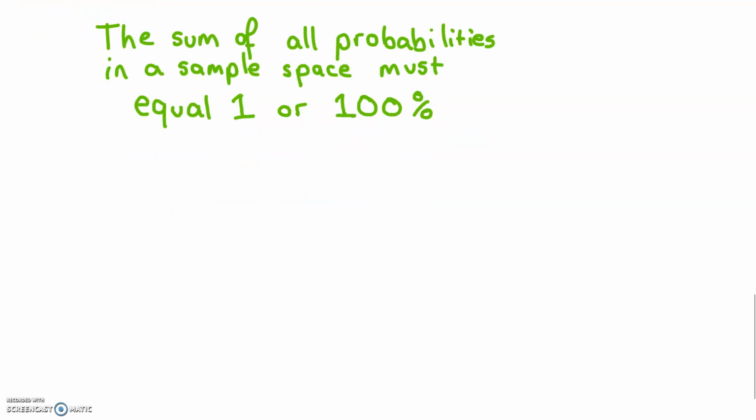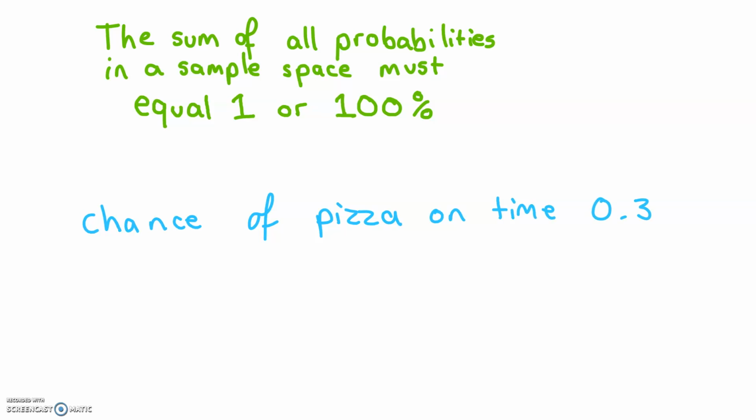So let's say we had a chance of pizza being delivered. And say the chance of it being on time is 0.3. Okay, 30% chance. And we want to calculate the probability of the pizza not being delivered on time.